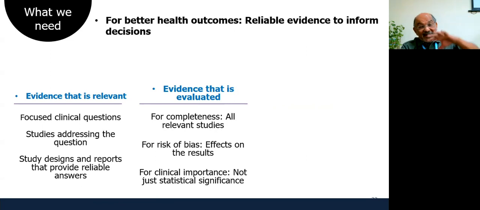Then you have to also see the methods. Was it done in a way that the results are reliable? So what is the risk of bias in each of those studies? And then you look at the results and say, I am not only interested in p-value less than 0.05. I want to know how many people will benefit if I use this intervention. The clinical importance of it.